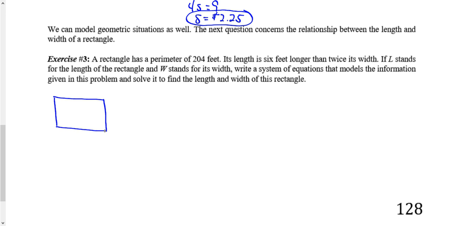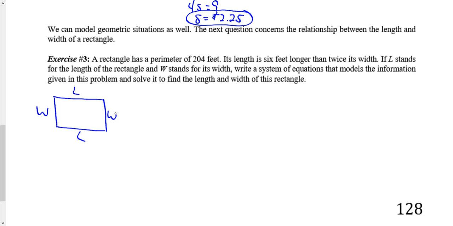You know that opposite sides are congruent in a rectangle, right? Sorry, it's the geometry in me. They have equal lengths. So if this is length, then that is length. And if this is width, then this is width, W. Okay?